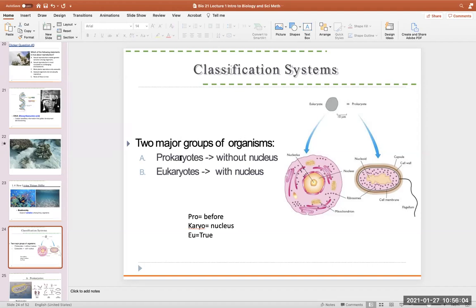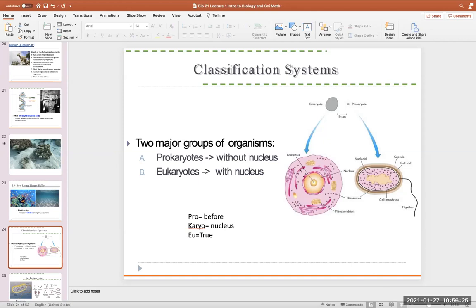Maybe you separate fiction versus nonfiction first. So now we're going to take everything, we're going to start separating it. So two major groups we have prokaryotes and eukaryotes. The word pro means before. And then eu means true. So anytime you take these two words and put it in front of something, it's going to mean before, and it's going to mean true. Karyo means nucleus. This is without nucleus, and this is with nucleus.